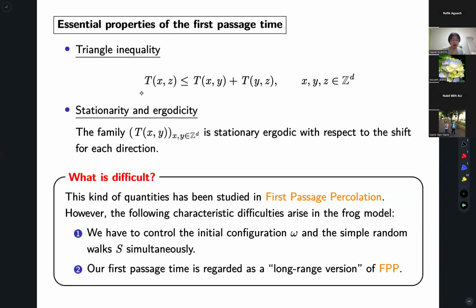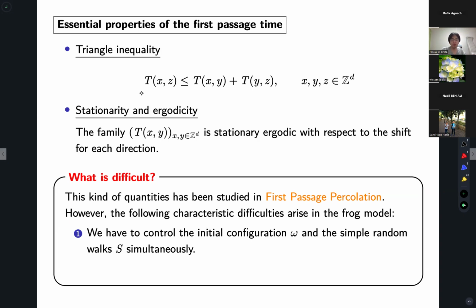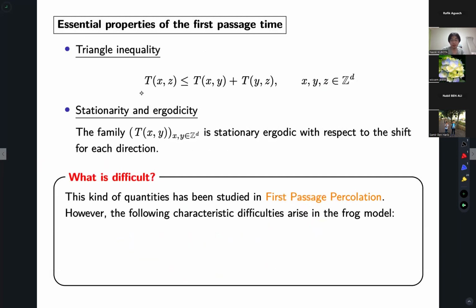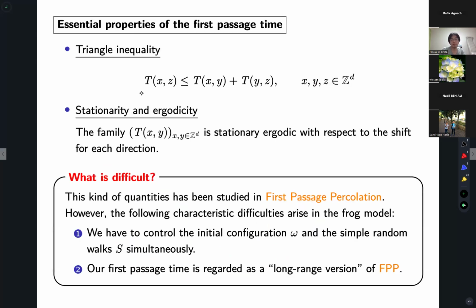So in addition, our first passage time is regarded as a long-range version of first passage percolation. This is because tau xi to xi plus 1 is a hitting time of the simple random walk, but xi and xi plus 1 may not be nearest neighbors. So these are the difficulties of the frog model compared with the related model.